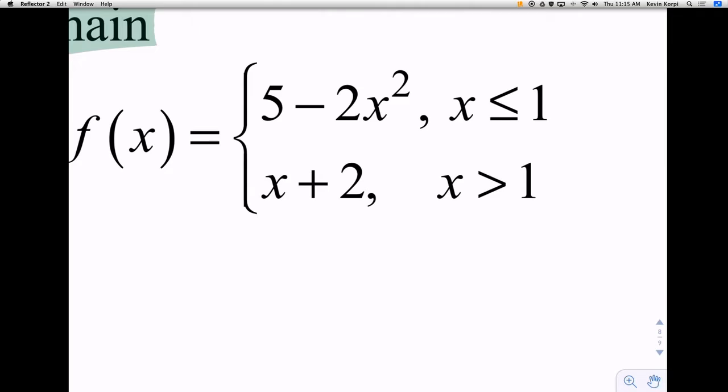Now, we could determine if it's continuous, right? Pretty easily. Where would be the only place we would need to check? At 1. Let's just mentally do it in our heads. What's the limit from the left of 1?